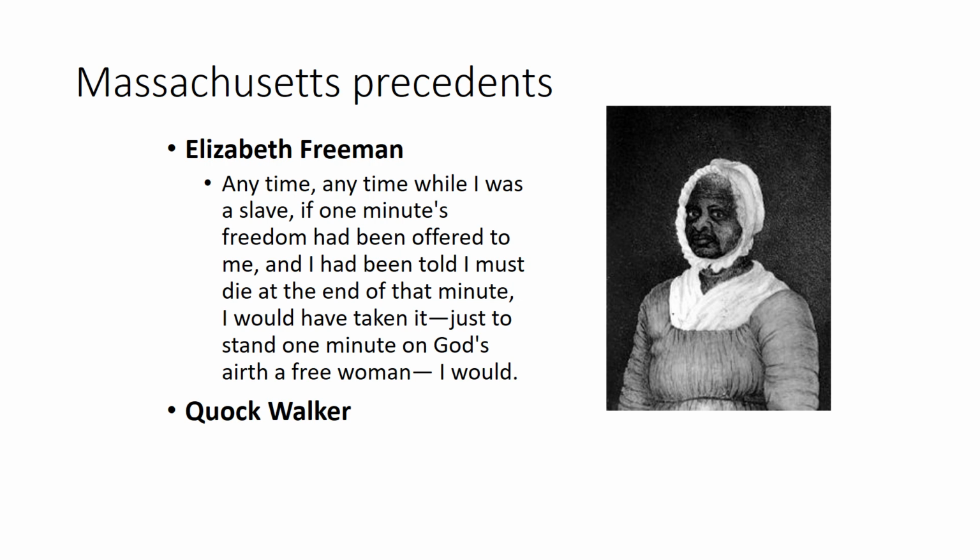A couple of the first cases that came up in Massachusetts that established precedents for others were the case of Quock Walker, who was a slave, and a slave named Elizabeth Freeman, who is pictured right here. I have a nice quote from her. She said in court, any time while I was a slave, if 1 minute's freedom had been offered to me, and I'd been told I must die at the end of that minute, I would have taken it. Just to stand 1 minute on God's earth a free woman, I would.